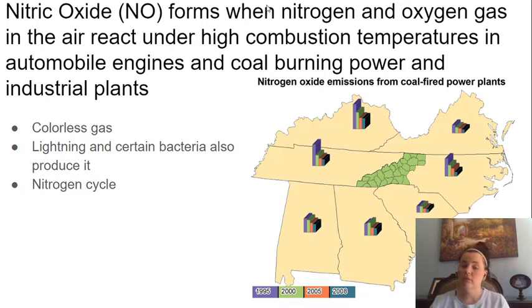So this infographic that I've put in there with you is showing how much, clearly, we were at our biggest in 1995, looks like. And then those numbers have gradually gone down. Of course, we also know what has happened to our coal plants. From 1995 to 2008. So lightning and certain bacteria also produce it, and the nitrogen cycle helps deal with these outputs.